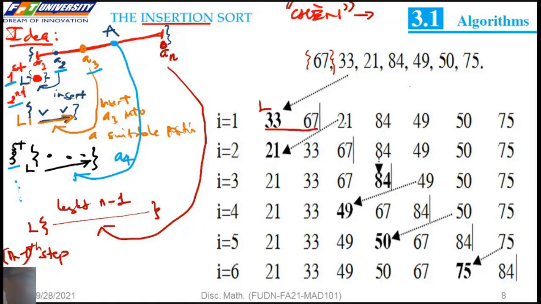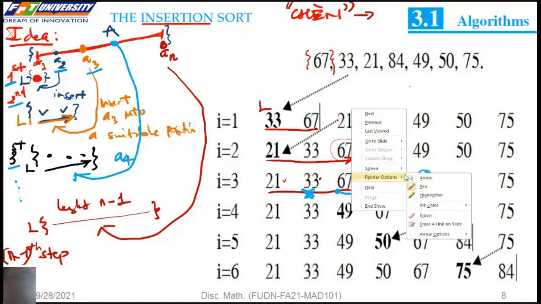In the next step, we try to insert this into here. We do not have to move anything because 84 is greater than the end of this list. In the next, because 49 is less than 84, we shift. Then we compare with the element here. Because this element is less than this element, we shift the element to the right. And here, because 49 is greater than 33, we stop here.